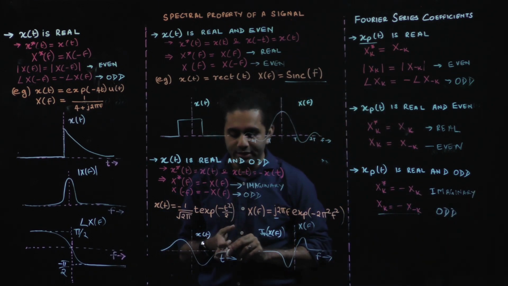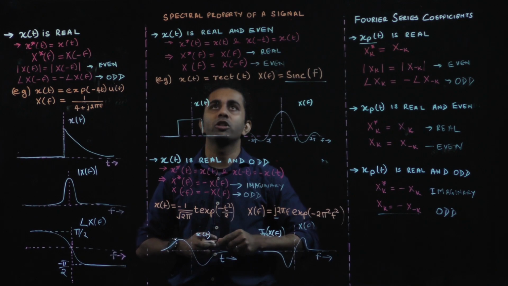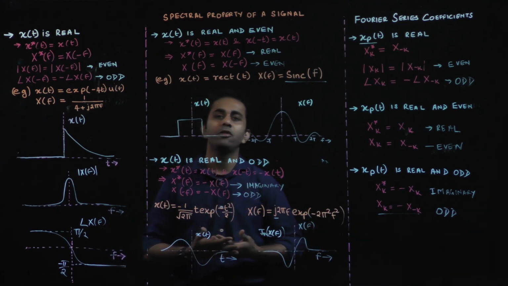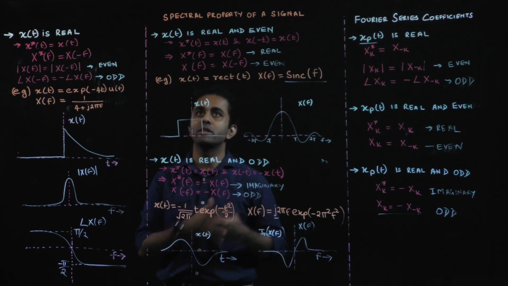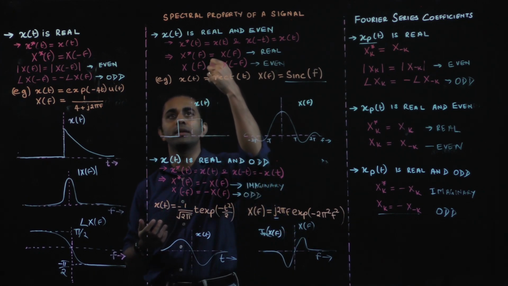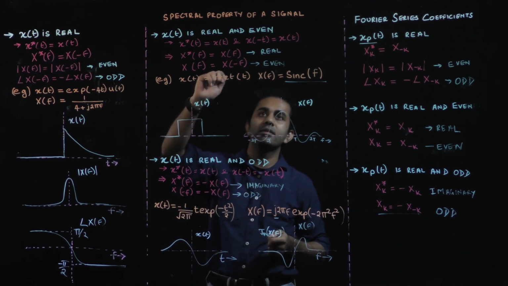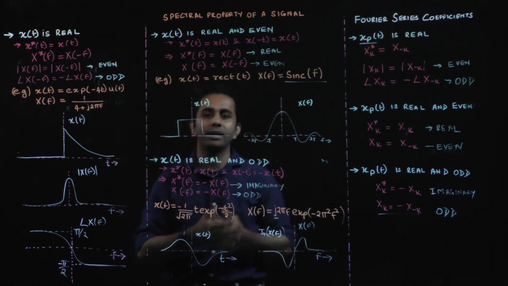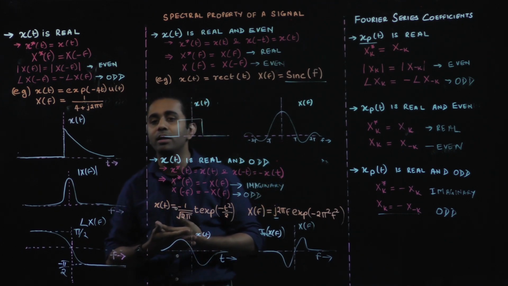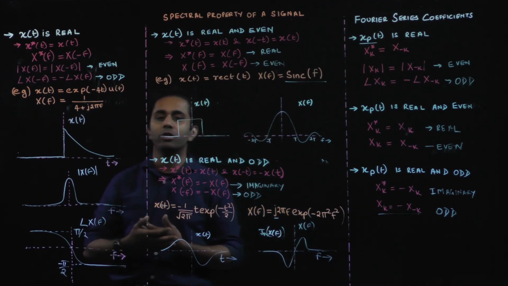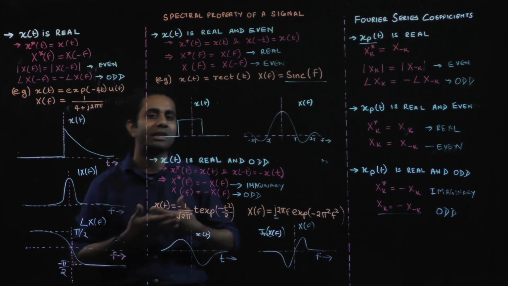So you can use these basic ideas for your spectral properties to verify if your spectrums are actually correct or not. Because if you know that, for example, your signal is an aperiodic signal which is real as well as even, then definitely I can say that the Fourier transform is also going to be a real value, and the Fourier transform function is going to exhibit even symmetry.